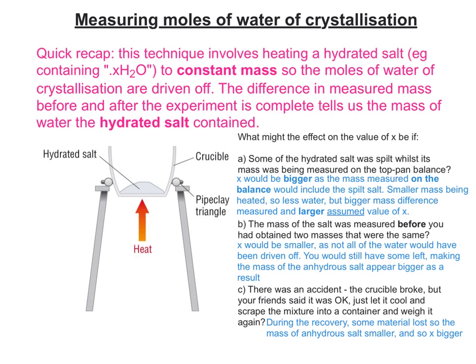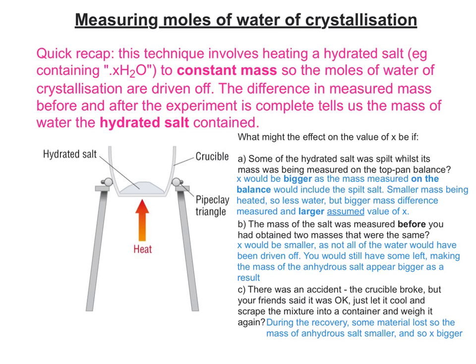If you hadn't heated to constant mass, then X would be smaller, as not all of the water would have been driven off, and some of the mass that you'd be assuming would be anhydrous salt would still actually be some water of crystallisation remaining.